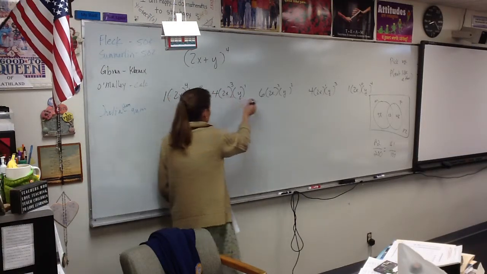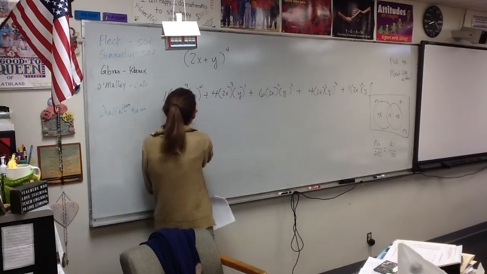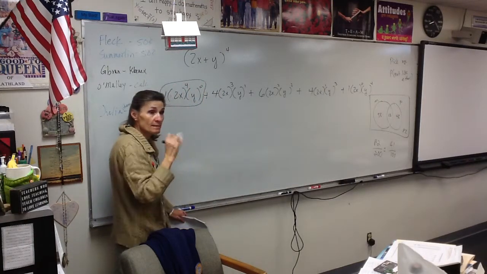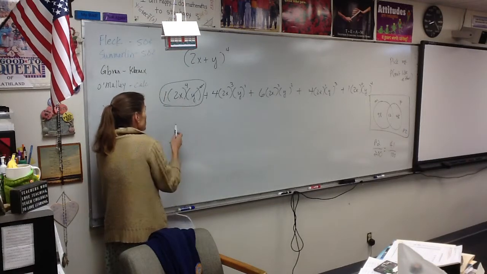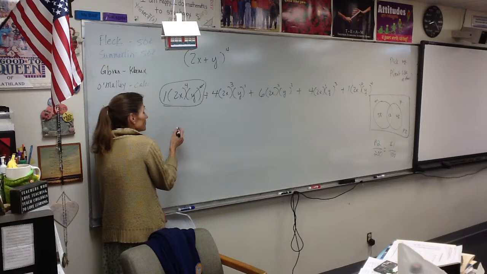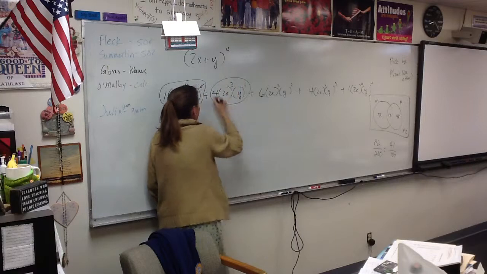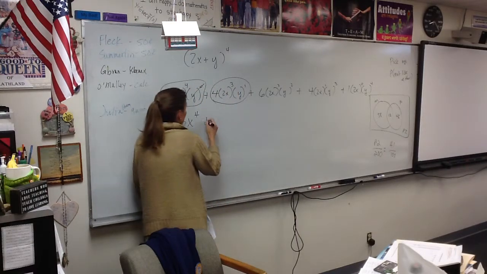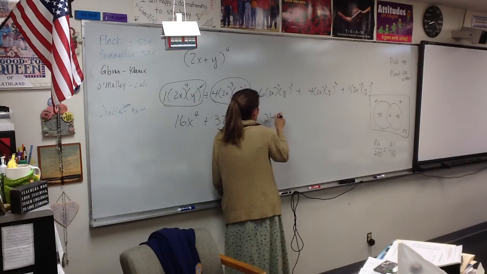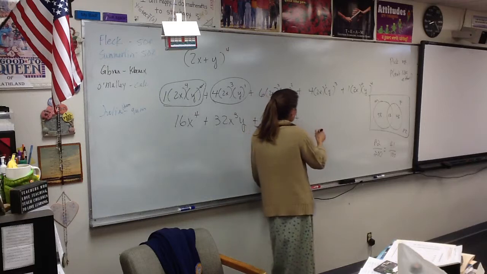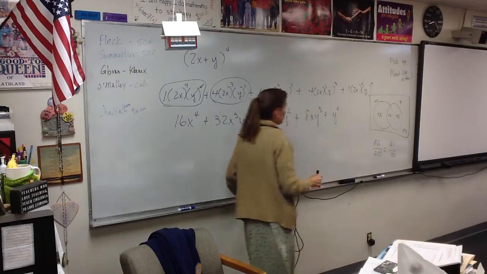Now, I like to separate these with plus signs so that I keep them separate, because now I have to look at each term, right, and simplify it. So anything that is to the power of 0 is 1, so I don't need to worry about that. So what's my first term? 16x to the 4th. What's my next term? 32x cubed y. Next, 24x squared y squared. Next, and last, y to the 4th.